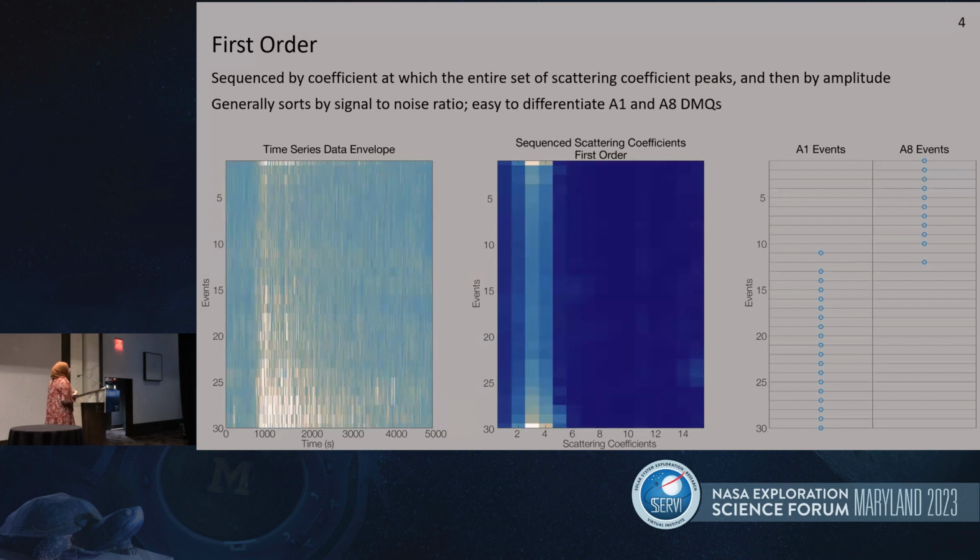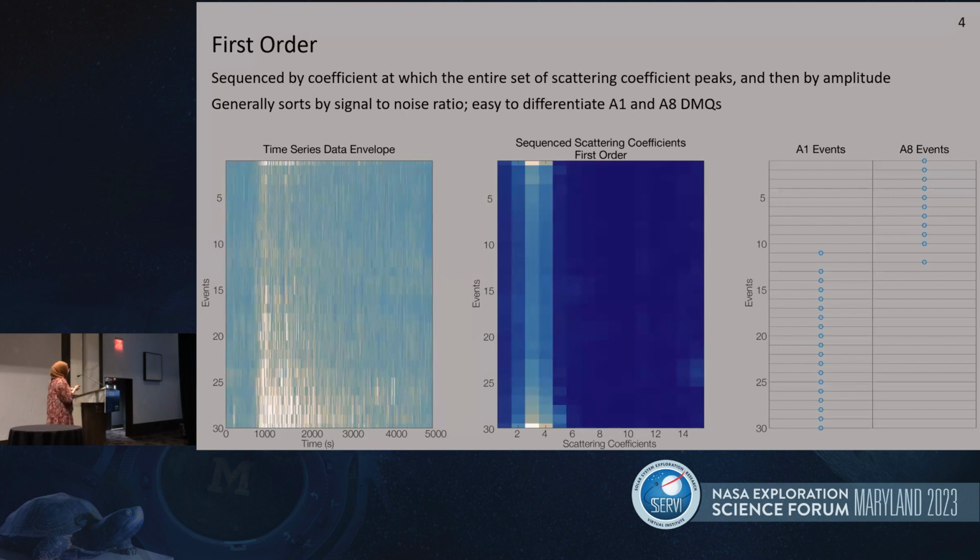In general, for the first order, it sorts by signal to noise ratio, and that makes it pretty easy to differentiate between the A1 and the A8 deep moonquakes. As you can see, all of the A8 deep moonquakes are relegated to the top, where the lower signal to noise ratio events typically are, as we would expect, and all of the A1 are at the bottom. But the first order doesn't have the most information.